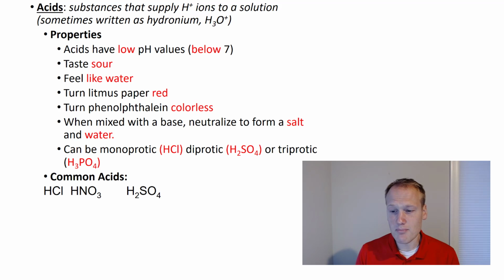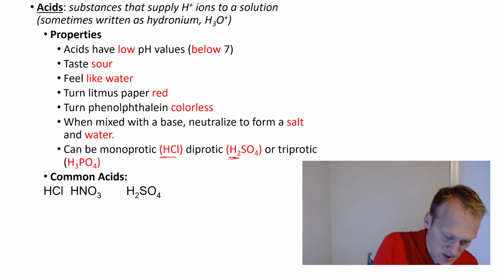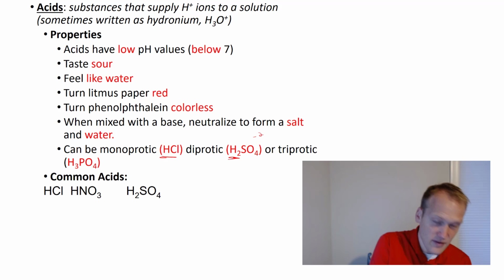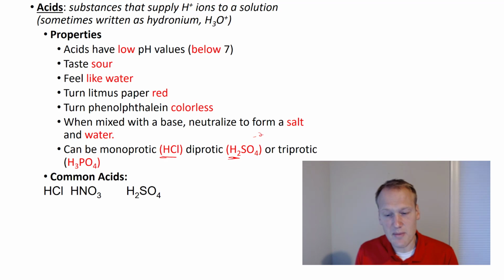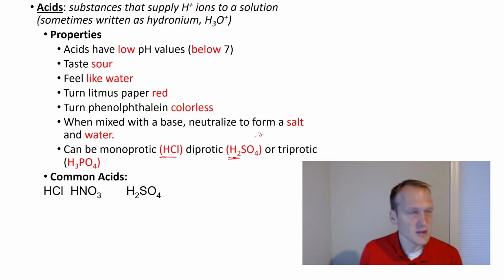So you could have a monoprotic acid, which only has one hydrogen as the cation, as we can see here in hydrochloric. Or we could have diprotic acids, which have two hydrogen ions, because it's bonded to an anion with a -2 charge. And you can also have acids that have three H+ cations in that position. Common acids are hydrochloric, nitric, and sulfuric acid, which are shown here down at the bottom.